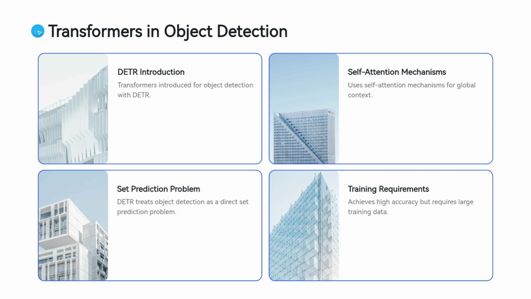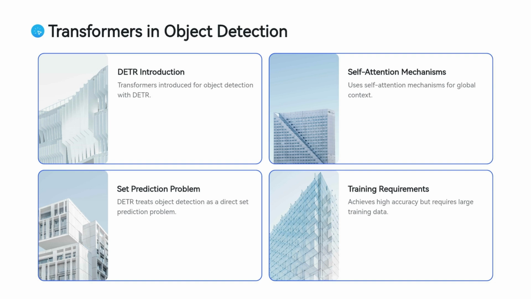The introduction of transformers in computer vision has led to significant advancements in object detection. The Detection Transformers (DETR) model applies a transformer architecture to object detection, treating it as a set prediction problem rather than a grid-based one. DETR uses self-attention mechanisms to capture global context and relationships between different parts of the image. This allows it to handle complex scenes where objects interact with one another.